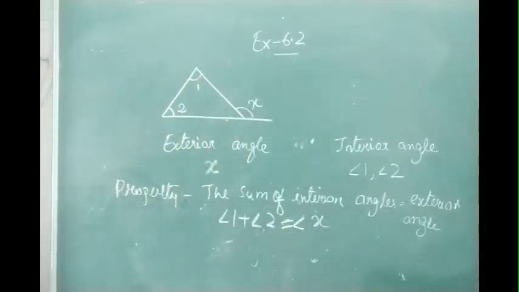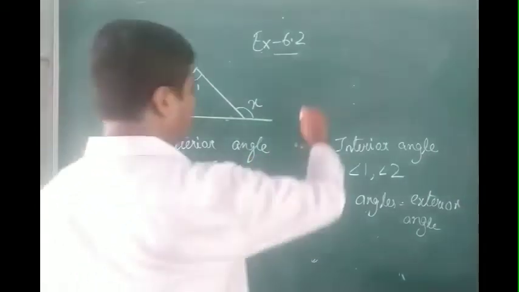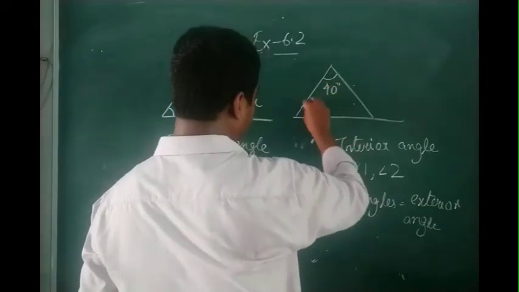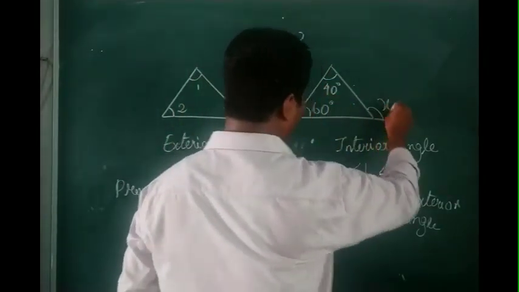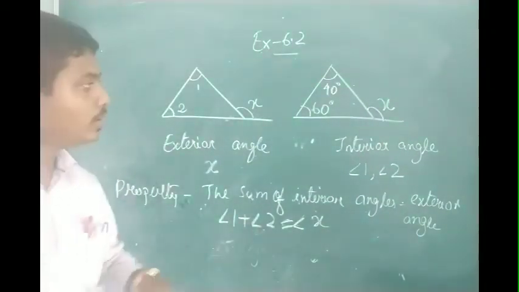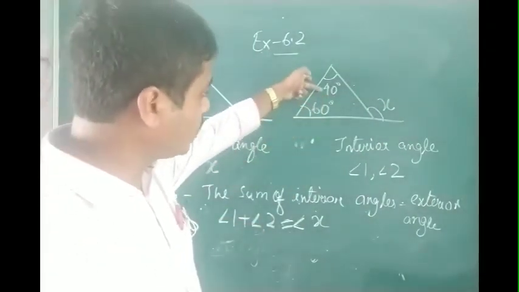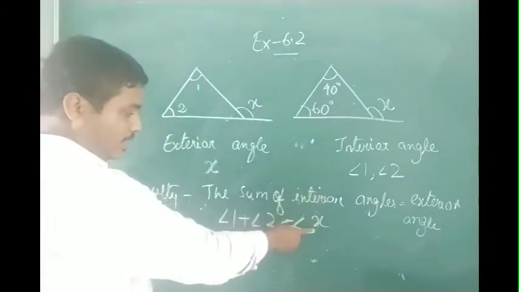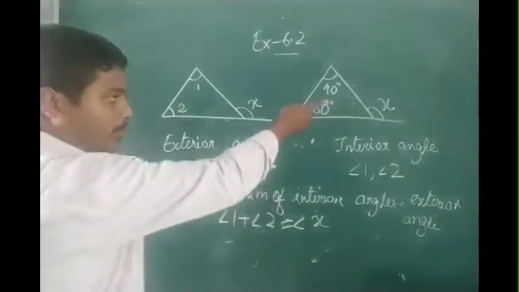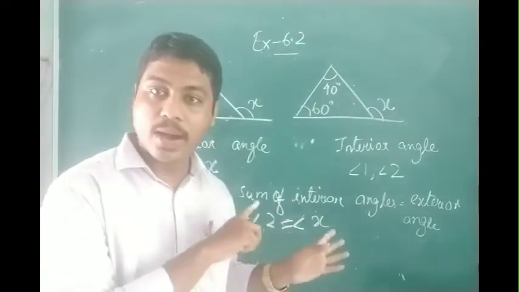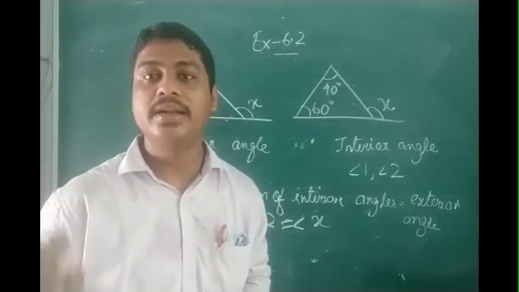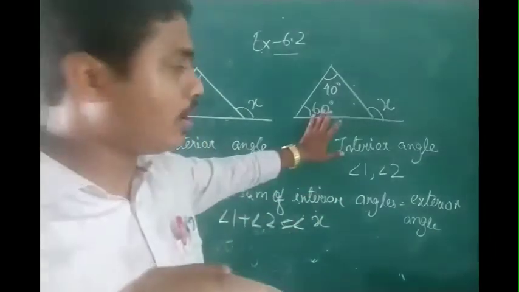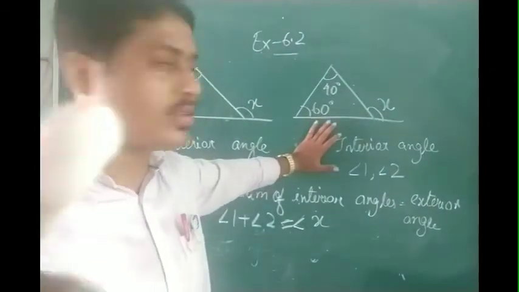As an example, suppose this is your triangle, with one interior angle of 40 degrees and the other 60 degrees, and we have to find the value of x. How will you find it? First of all, calculate the sum of the interior angles: 40 plus 60 is 100. Then, according to the property, the exterior angle is equal to the sum of the interior angles. So the value of x, by using the property, will be equal to 100 degrees. Okay, is it clear? So we need to move to the exercise now. The first questions of exercise 6.2 are related to this only. So let us discuss that.